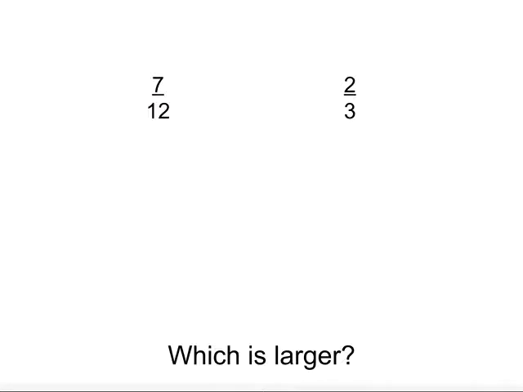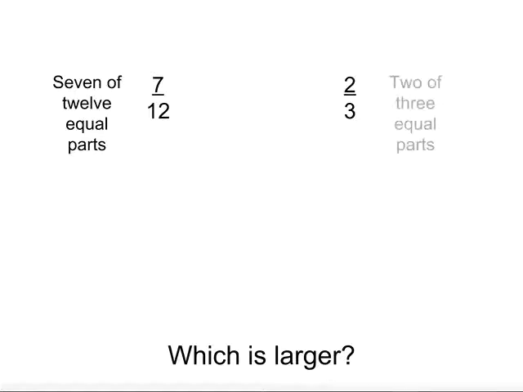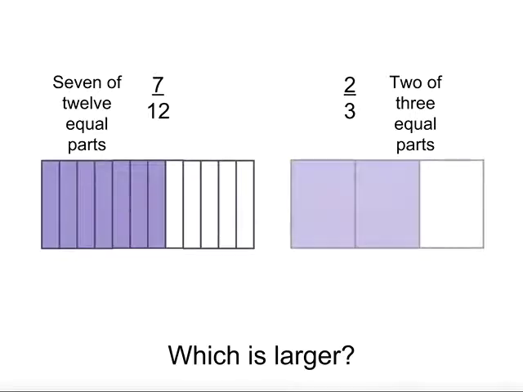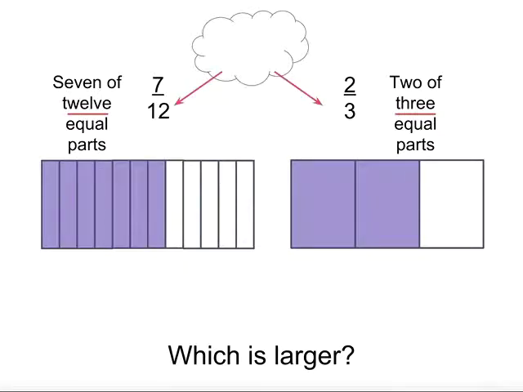Here we have 7/12 and 2/3, which is larger? We know 7/12 is 7 of 12 equal parts, and 2/3 is 2 of 3 equal parts. We can draw them as rectangles. Then, because one is out of 12 equal parts and the other 3, we need to think of the relationship of the denominators, their number family.